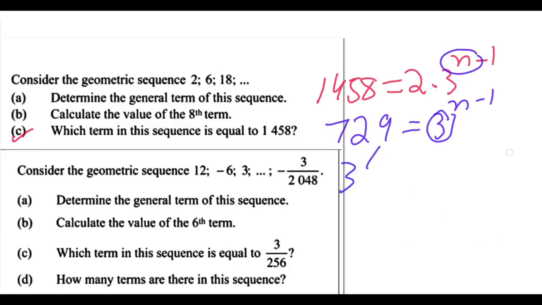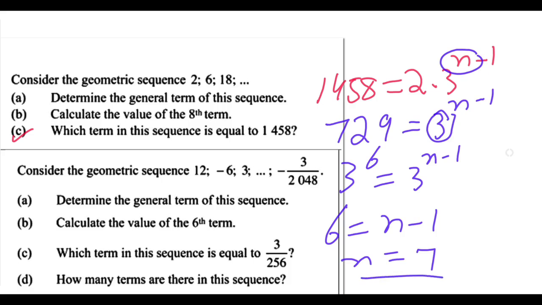So this is 3 to the power 6, and this side we have 3 to the power n minus 1. Now since the bases are the same, the exponents must be equal. Therefore 6 is equal to n minus 1. Now I can find n. The negative 1, I switch over to this side and it becomes positive, so n is equal to 7. This is my final answer: the 7th term in the sequence is equal to 1458.